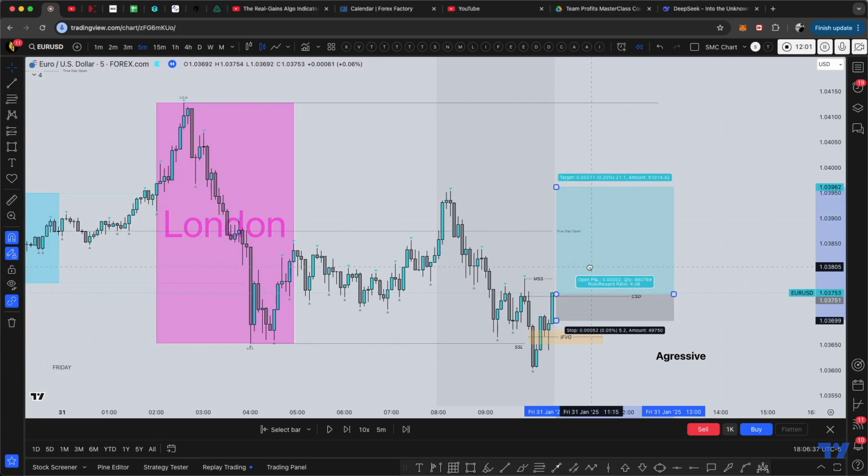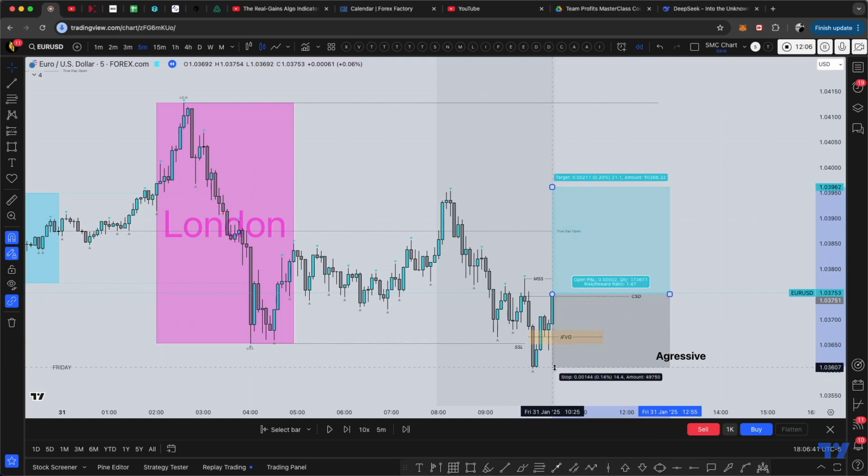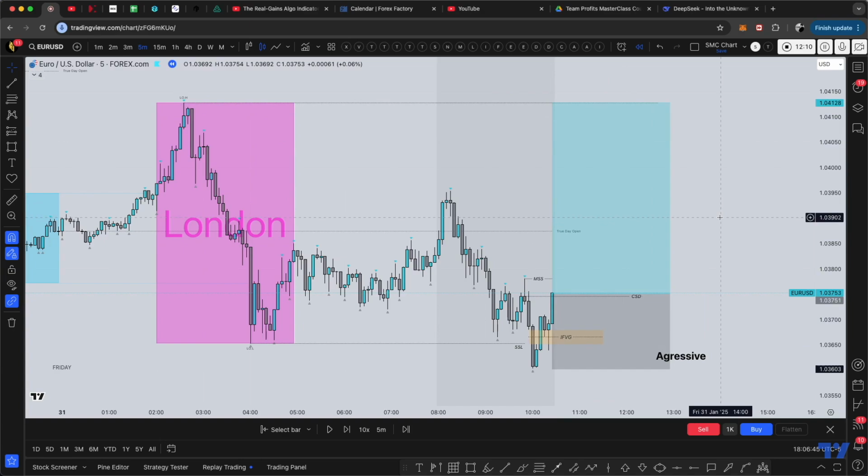Now the next type of trader will come in. If you are maybe not so aggressive, you can take a buy right there if you want. You can place the stop loss here, targeting this high, right? This is still probably aggressive. Let's say this is the not so aggressive way.